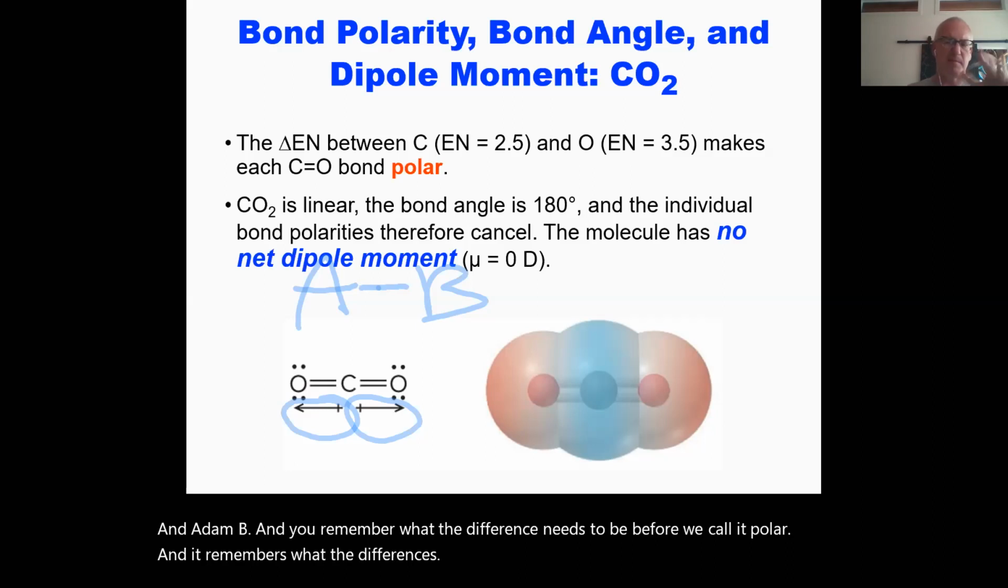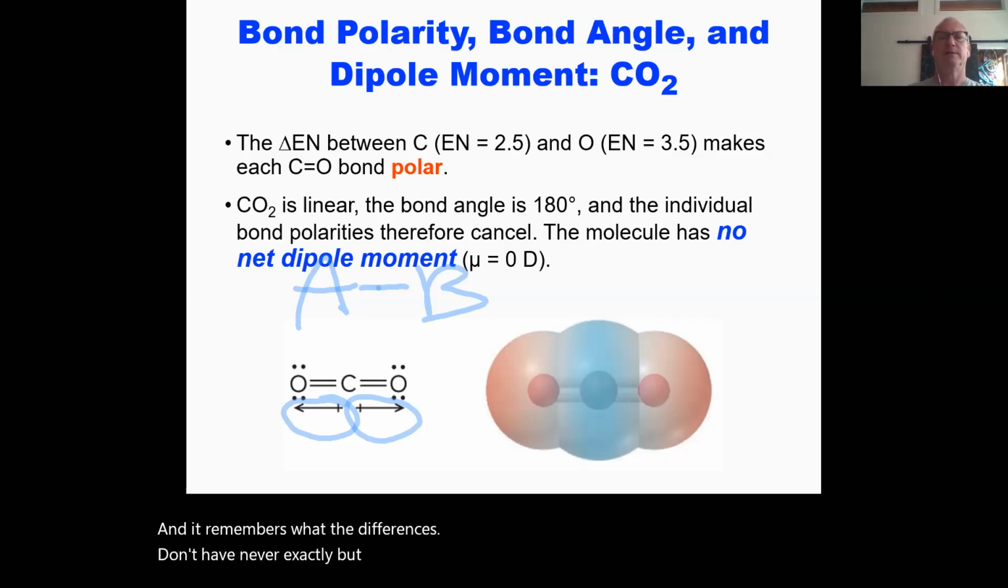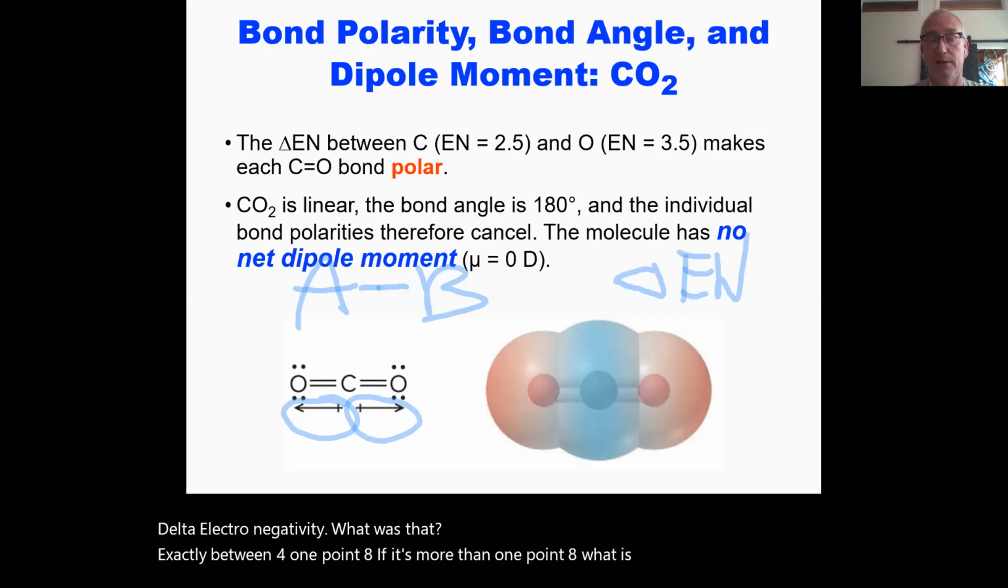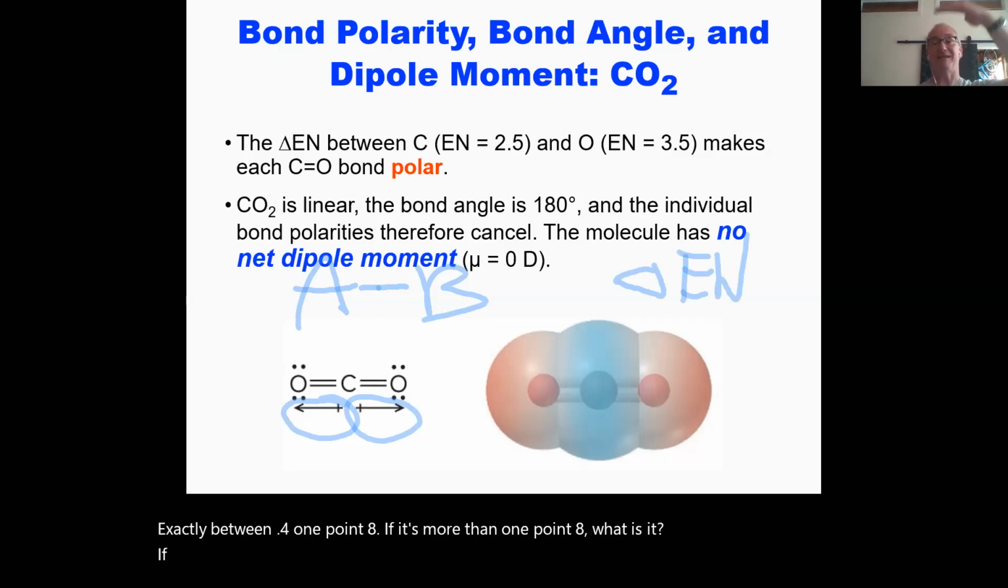You don't have to have it exactly, but around what difference? Like delta 0.4 electronegativity. What was that? Between 0.4 and 1.8. Exactly. If it's more than 1.8, what is it? Ionic. If it's less than 1.8, it's covalent. If it's more than 1.8, ionic. Yeah, we're talking ionic, gentlemen.